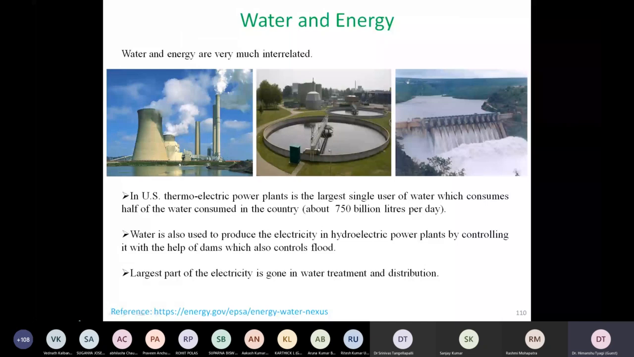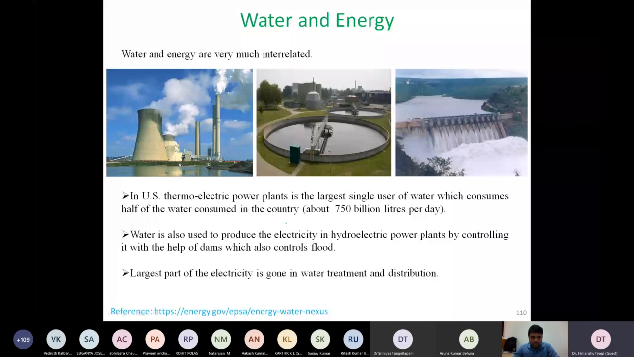But it has been observed by scientists and service providers all across the world, whether it is in US or in India, that there is a very interconnected web between the water and the energy lifeline, the water-energy cycles. So what do I mean by that? For example, the first statement here says in United States, thermoelectric power plants, which is like the steam power plant, coal, nuclear, whatever, are the largest single user of water, consuming half of the water consumed in the country. And this is true for India also, which means in order to produce electricity, we need a huge amount of water.